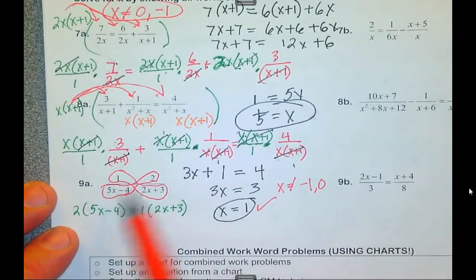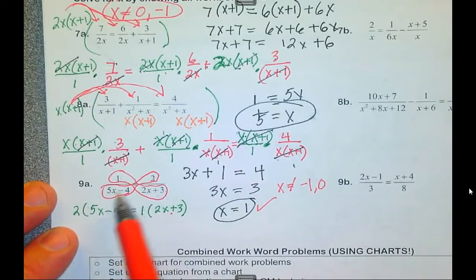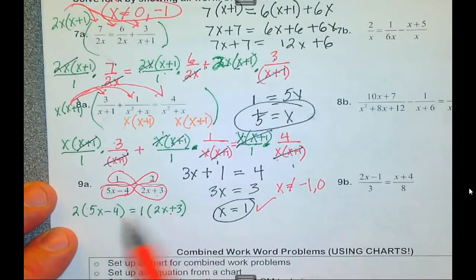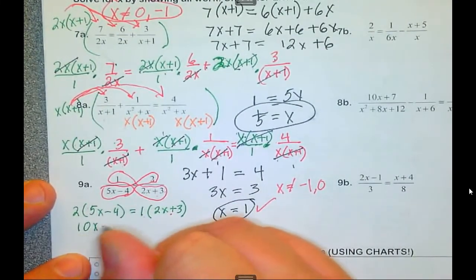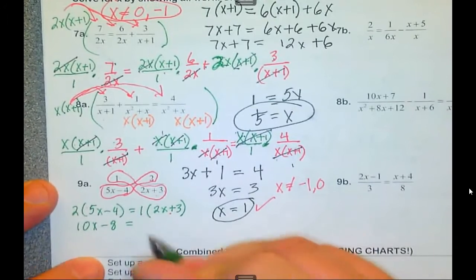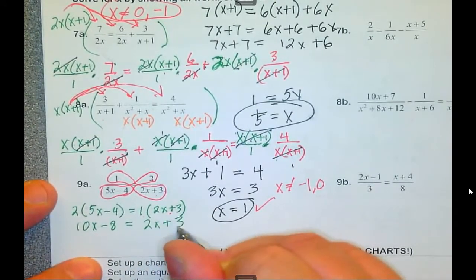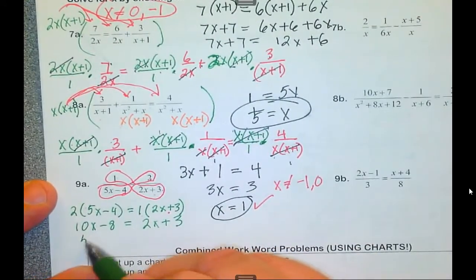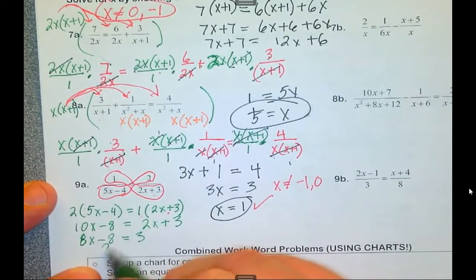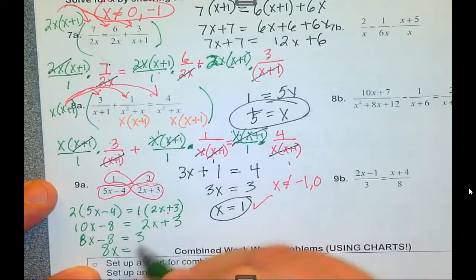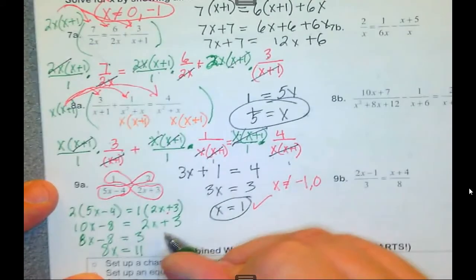So 1 times 2x plus 3, and 2 times equals 2 times 5x plus 4. 10x minus 8 equals 2x plus 3. Subtract 2x, I get 8x minus 8 equals 3. Add 8, 8x equals 11, so x equals 11/8.